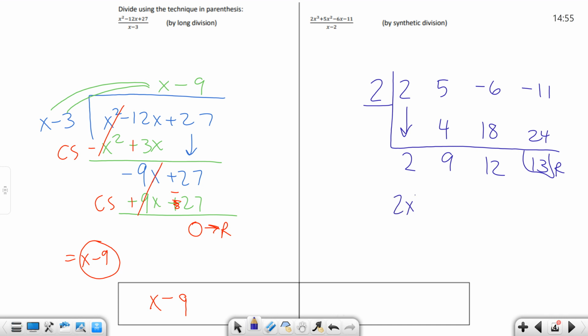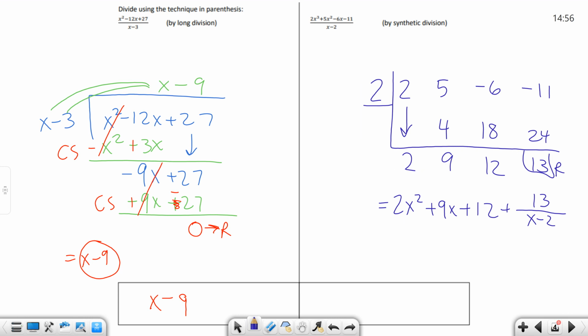So this is 2x squared. So what do you think this represents? X. So that's going to be plus 9x, and that's just a constant, plus 12. And then this is my remainder, plus, because it's positive, 13 over, what did I divide by? X minus 2.